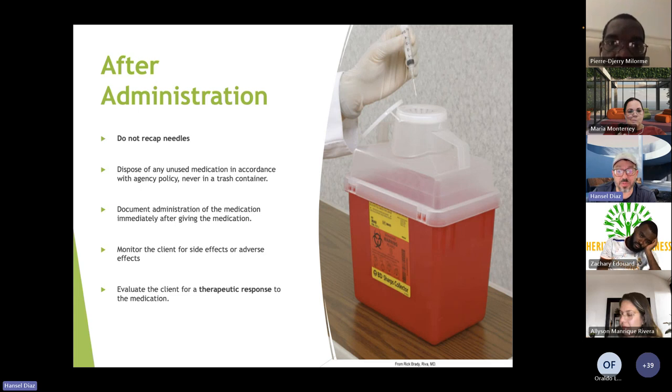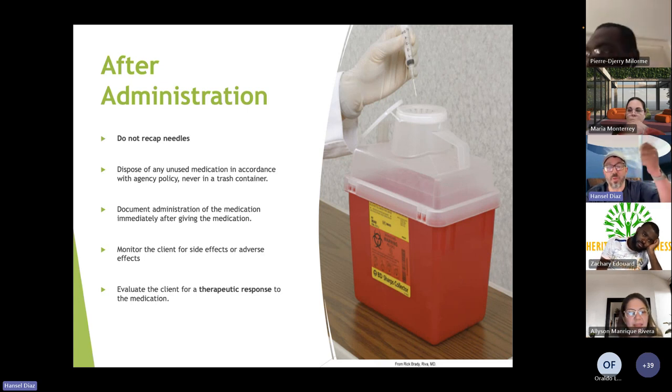After administration, do not recap needles. Even if you see people doing it. All nurses, they go like, they think they're the matador and the bull. And some surgeons too. Most of the hospitals have gotten smart and they have these safety things in the needles now. And still, I see some of them with the needle like they were D'Artagnan from the Musketeers.